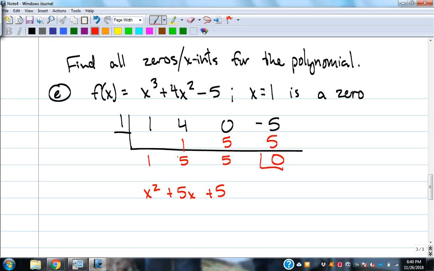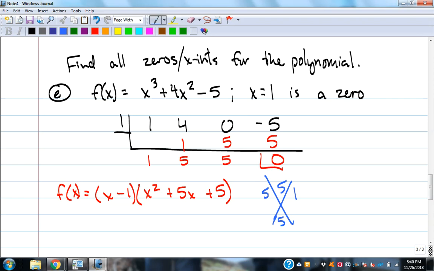Since it asked me just to find the zeros of that, here's what I've got so far. This is the factored form I have. I'm going to try to factor that quadratic. Is there anything that multiplies to 5 and adds to 5? What's the only thing that multiplies to be 5? 1 and 5. What's 1 plus 5? 6. That doesn't work. So that tells me that quadratic will not factor. But that doesn't mean I can't find the answers to it.